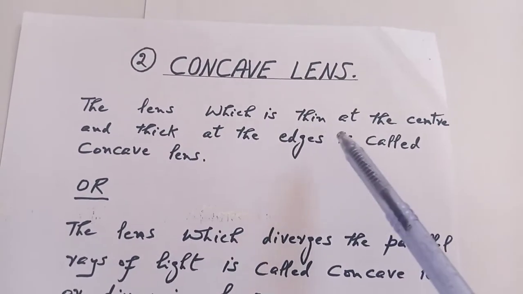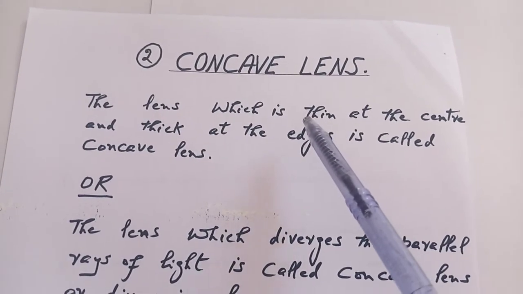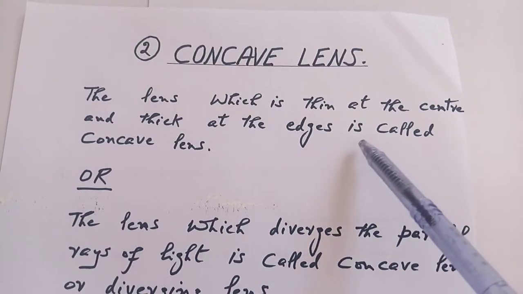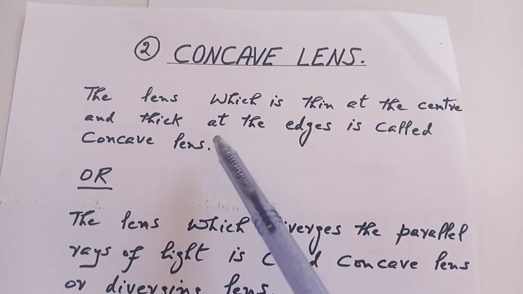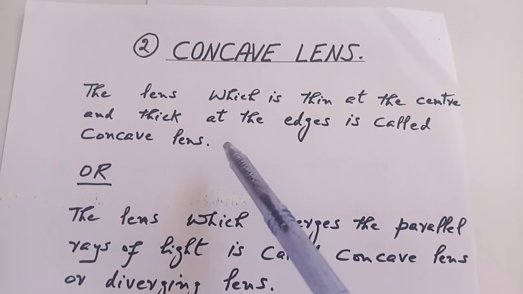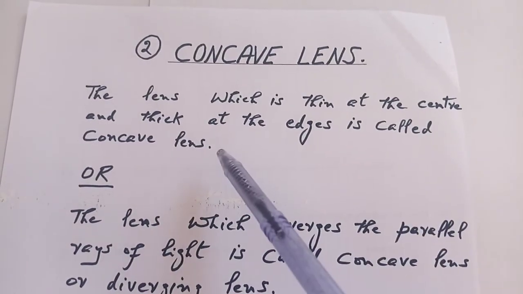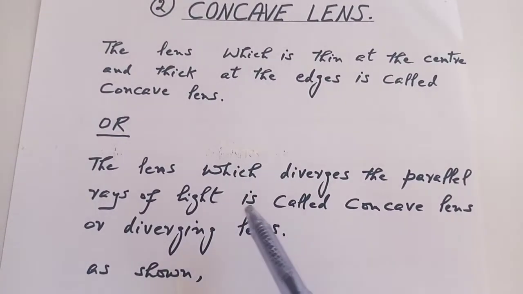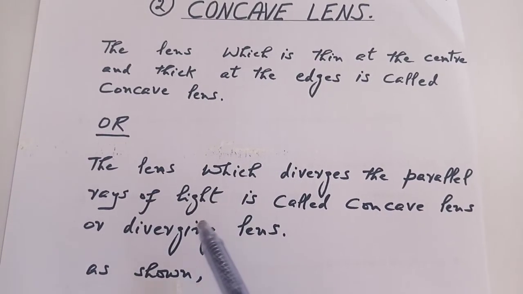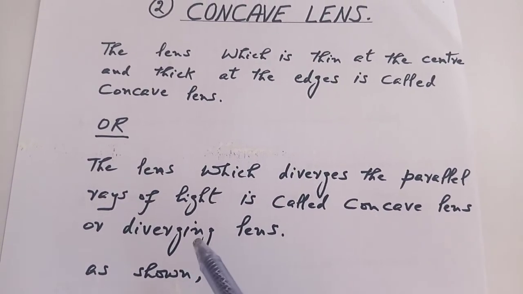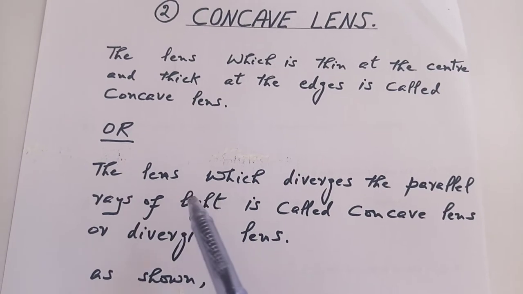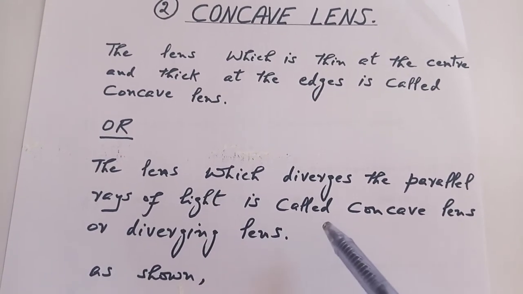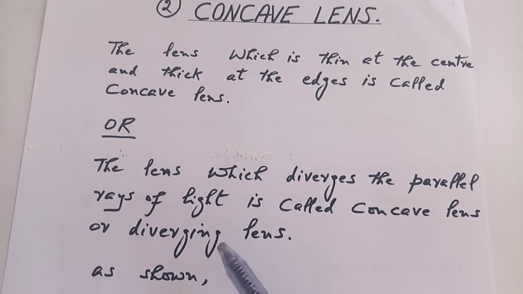Now the second type of the lens is concave lens. What is a concave lens? The lens which is thin at the center and thick at the edges is called as a concave lens. Or the second definition, the lens which diverges the parallel rays of light is called as the concave lens or diverging lens.